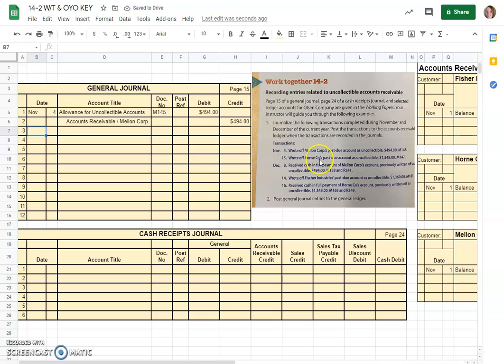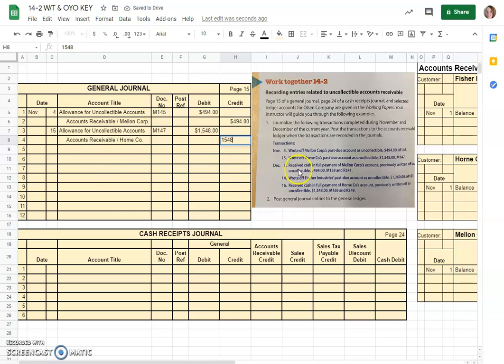Second one, wrote off Home Co.'s past due account as uncollectible. So same thing, except instead of Mellon Corp, it will be Home Co. and memorandum 147. And this one was on the 15th of November. And the amount is $1548.